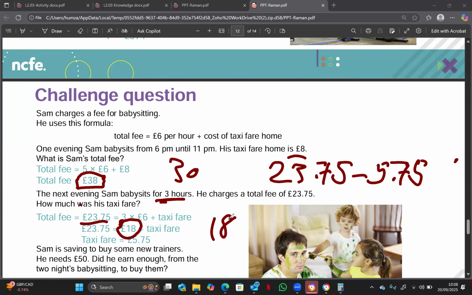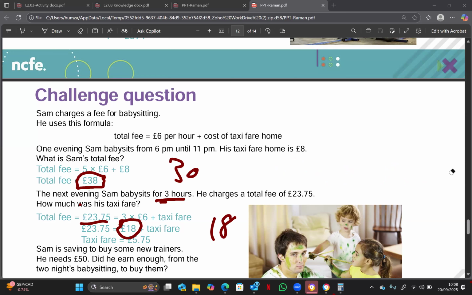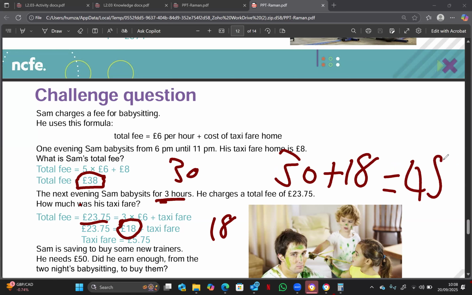So now, both nights, how much did he earn for both nights? You tell me that. £48. Exactly. So 30 and 18 equals 48. Now, 48 pounds. What was the question? Look at the question. What does it ask us?